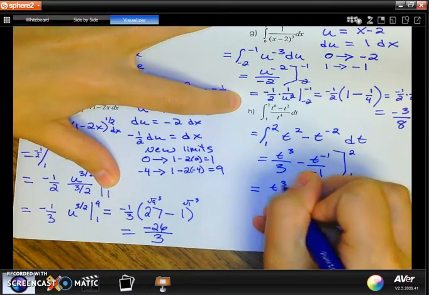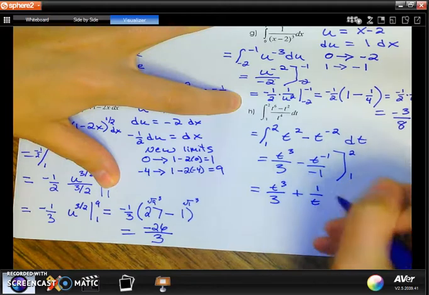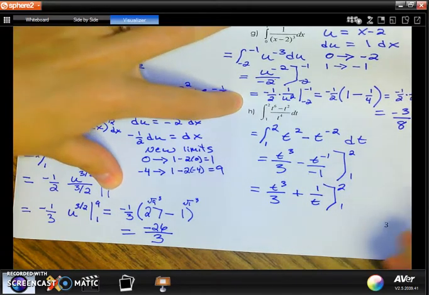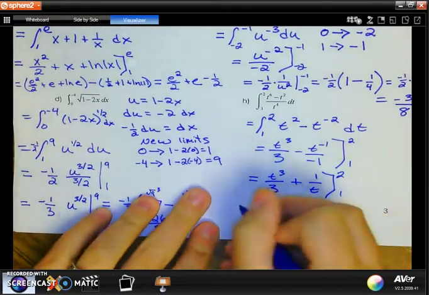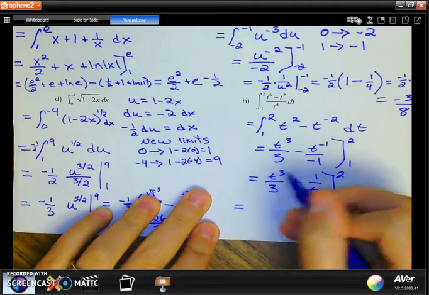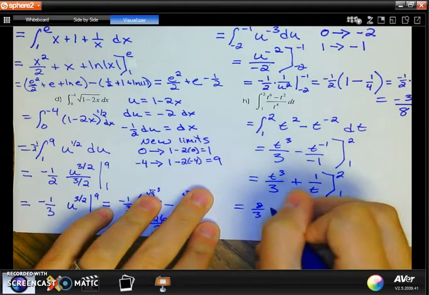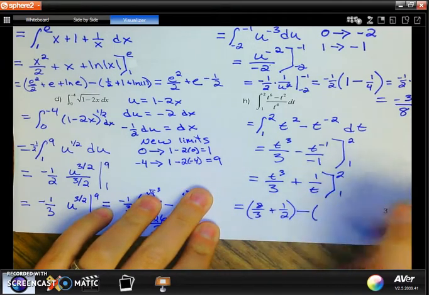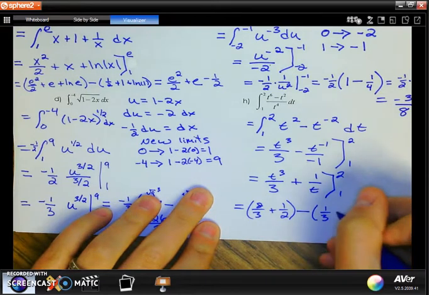So I'm going to keep this. That'll be plus 1 over t. Still evaluating that from 1 to 2. And then from there, you're just plugging in. Okay, so when you plug in a 2, that's going to be 8/3 plus a half minus, okay, whatever you get when you plug in 1, so you get 1/3 and then plus 1.